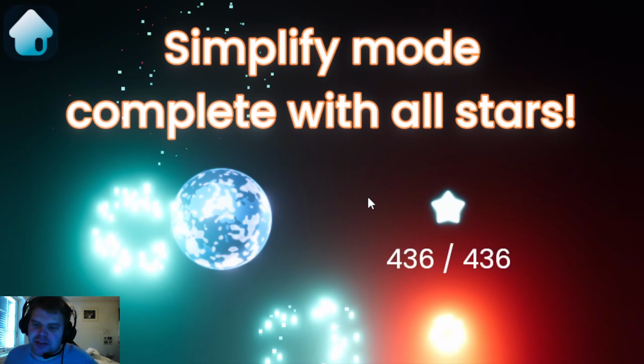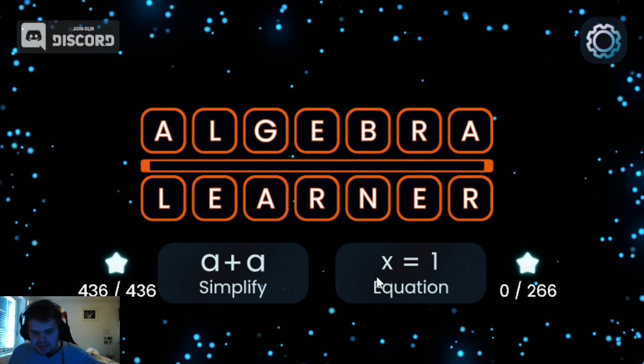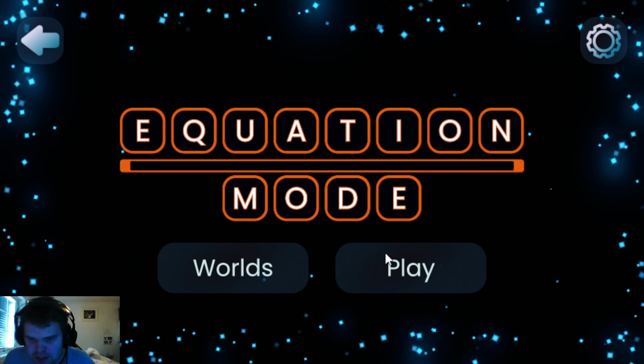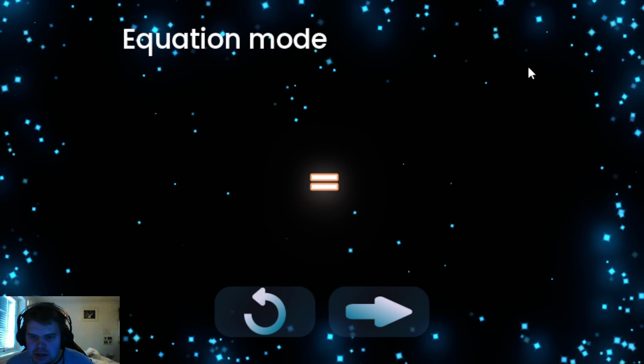All the stars in simplify mode. Oh yeah, I gotta click home, right. Awesome. Not that many stars in equation mode. So let's do equation mode. Welcome to equation mode. Yeah, so this is just explaining how it works.